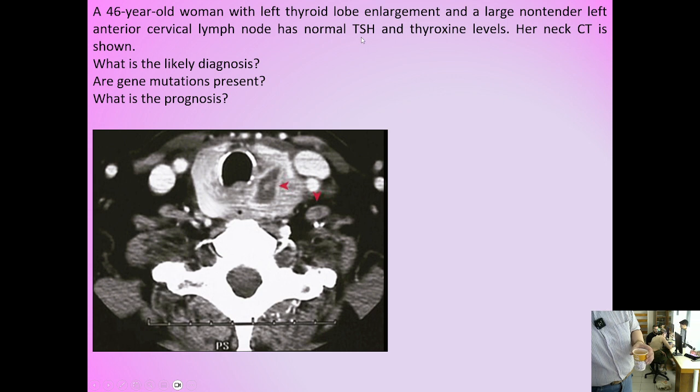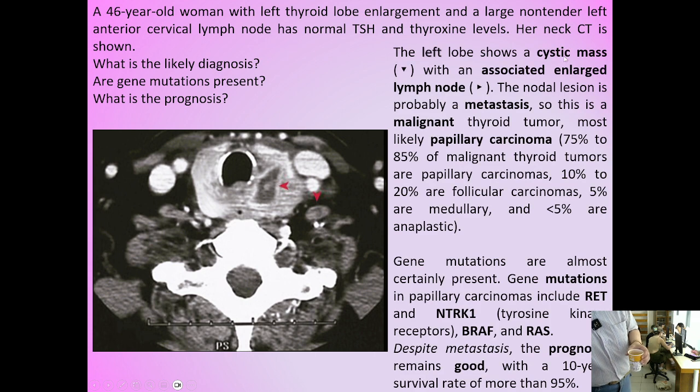So a normal TSH, normal thyroxine, and this is the CT, the likely diagnosis: a cystic mass with an associated enlarged lymph node. It could be a metastasis. So we think of the commonest type of cancer, which sometimes can be cystic. It's not the rule, but sometimes it happens. And here is the incidence of the various types of thyroid carcinomas.